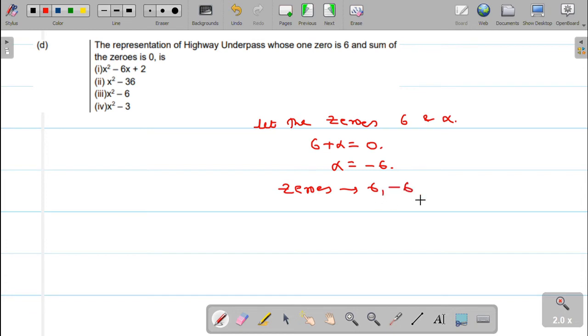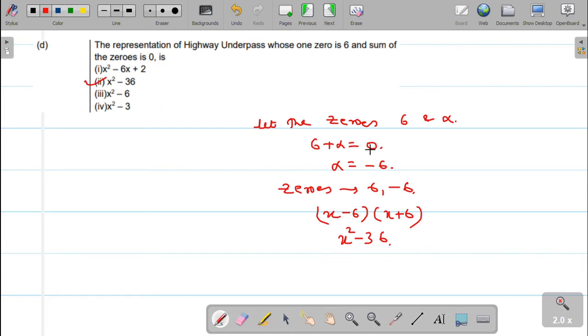That means my two zeros are 6 and minus 6. So if I want to make the quadratic polynomial, I will get x minus 6 as one factor and x plus 6 as the other factor. So the product of these two should give us the polynomial, which will be x square minus 36. And this is the right answer.